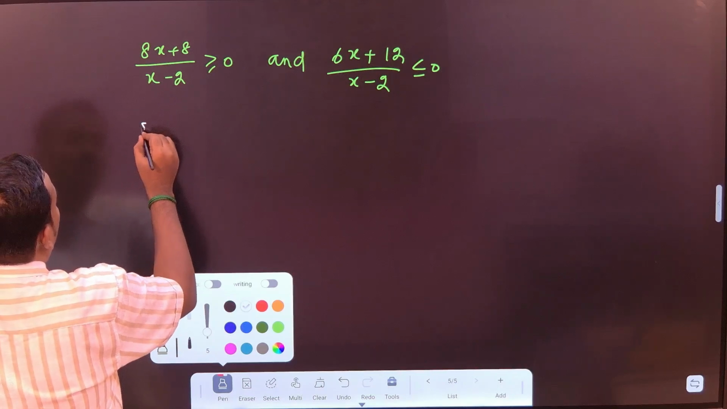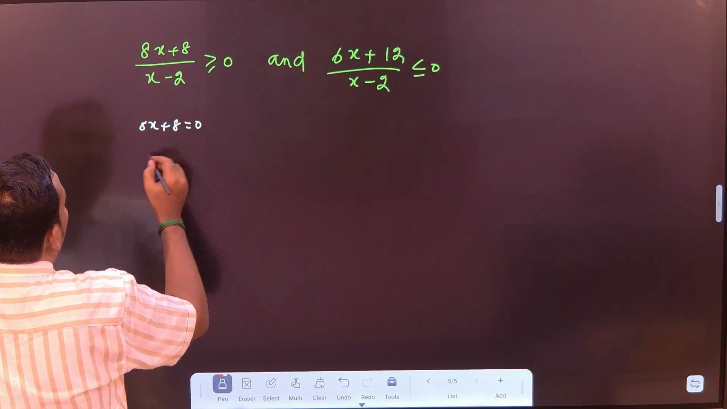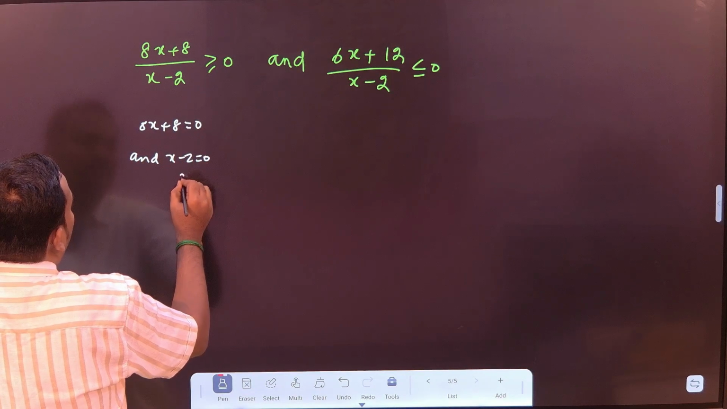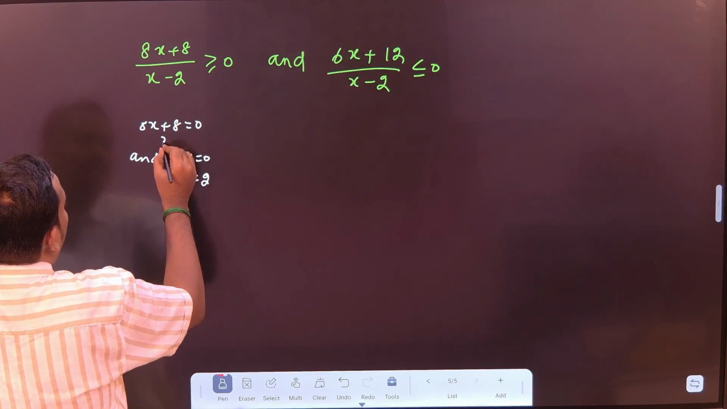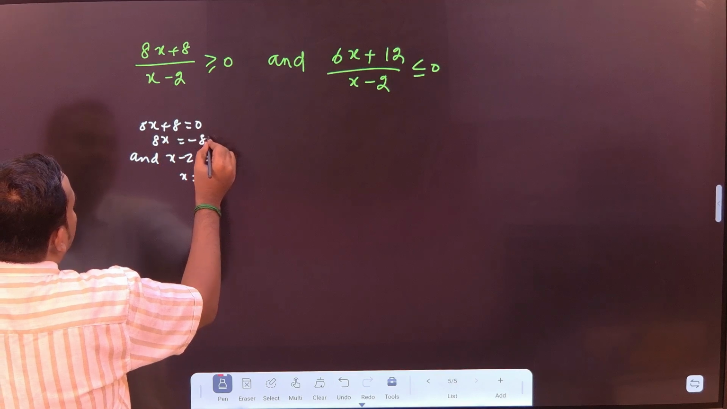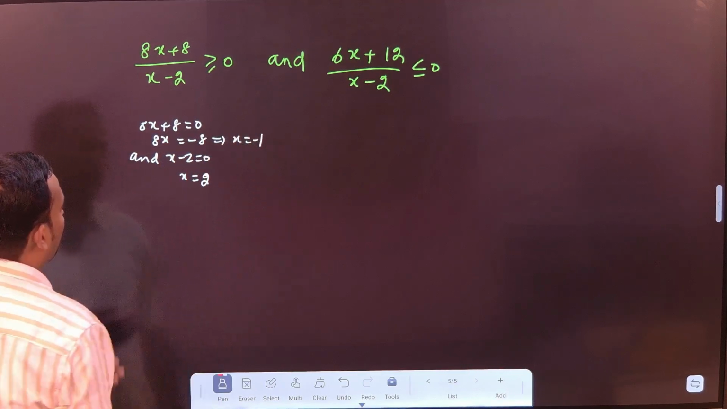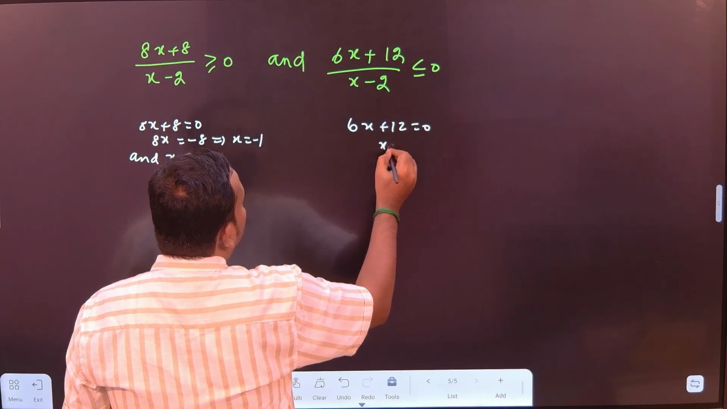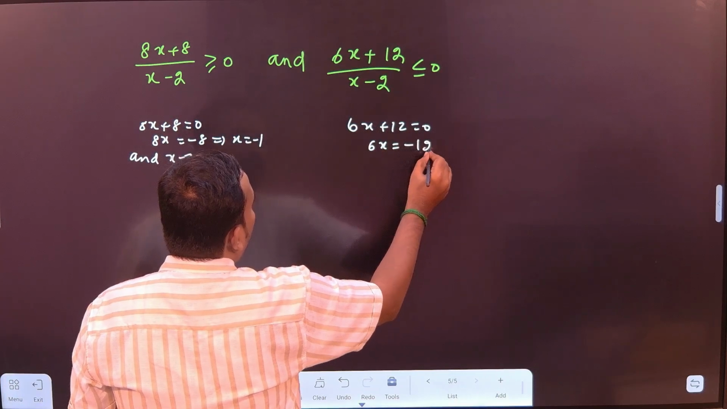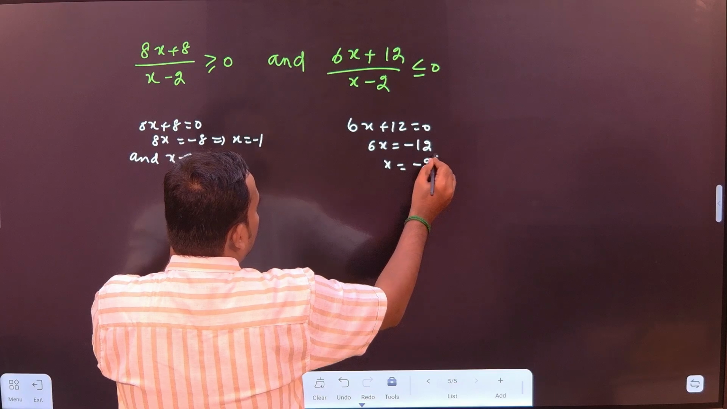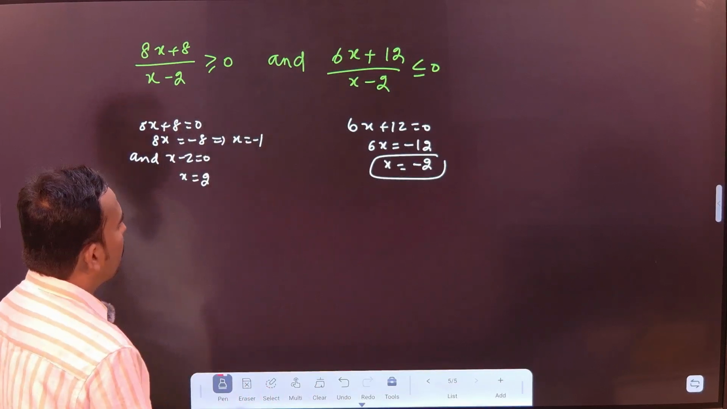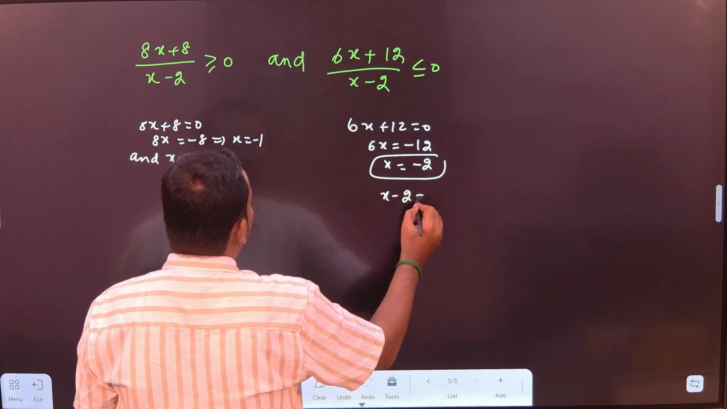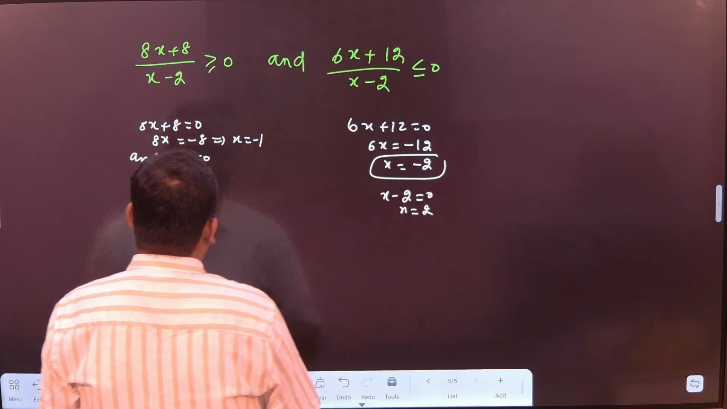So what is the critical point? 8x plus 8 equal to 0, and x minus 2 equal to 0, x equal to 2 here. 8x equal to minus 8, that means x equal to minus 1. Here 6x plus 12 equal to 0, x is equal to minus 2, right? Correct? Okay. And then x minus 2 equal to 0, x equal to 2. These are the critical points.